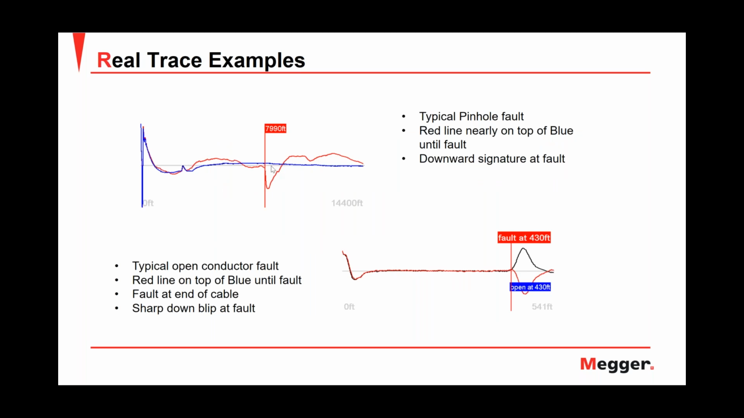In the picture on the left, you can see the typical pinhole fault. You can see that the red line is on top of the blue one, but when we have the fault, we have the classic downward signature of the fault. In the other picture on the right is the typical open conductor fault, and also we will have the downward blip at the end of the cable when we have the open cable, for instance.